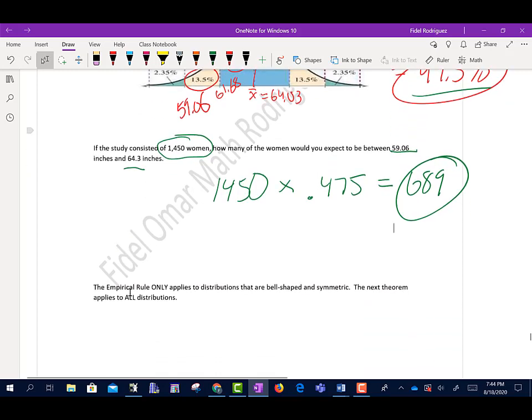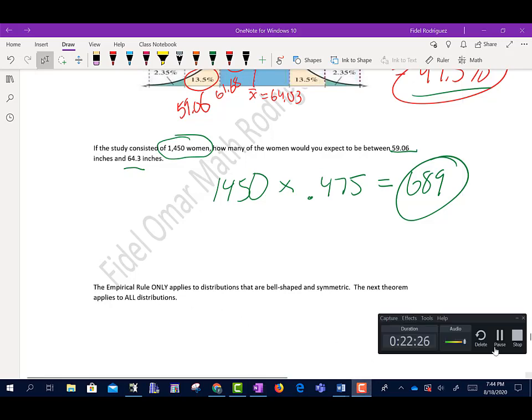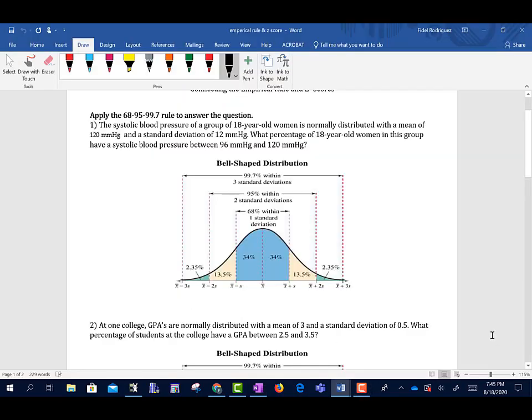So that's a little bit about the empirical rule. I'm going to do another example. Here's the next problem, and it says, apply the 68, 95, 99.7 rule to answer the question. The systolic blood pressure of a group of 18-year-old women is normally distributed with a mean of 120 millimeters of mercury and a standard deviation of 12.